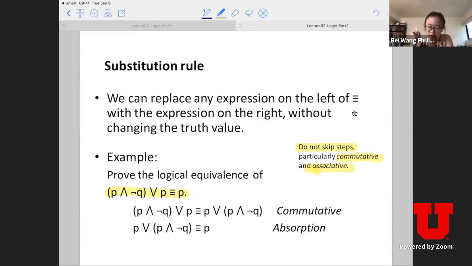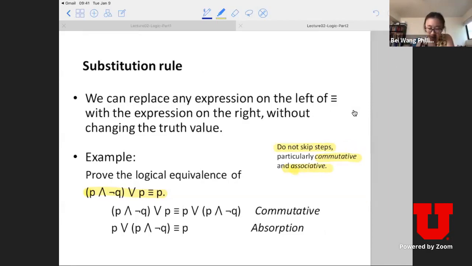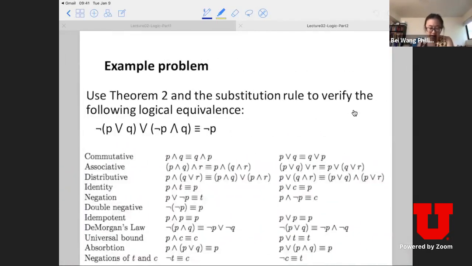Okay, so try not to skip any steps. Let's start from the first one. Again, this is a time where you can pause the video and try to solve this on your own. In the next slide, we're going to do this step by step. But it's very important to try to solve this by looking at theorem 2, which is listed on this page, and see if you can prove the logical equivalence by using some of those rules.